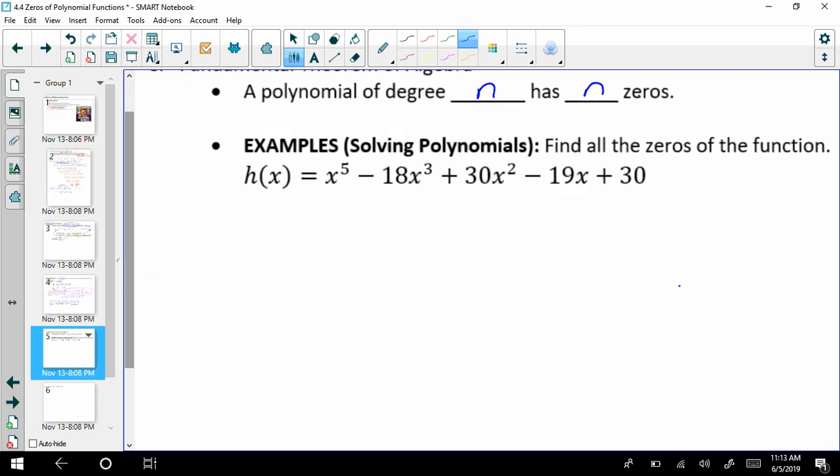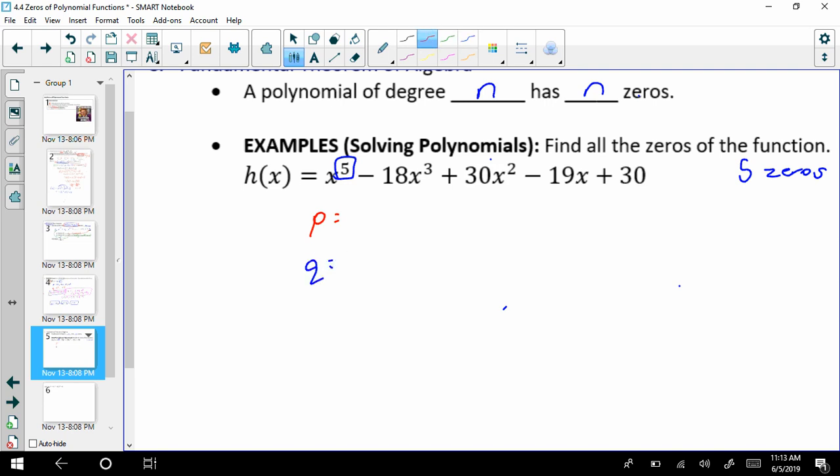So here we go. Find all the zeros of the function. My first question would be, how many answers should I have at the very end? You should tell me there's going to be 5 of them. So I know there's going to be 5 zeros. So now I have to find these 5 numbers. To help narrow down our search, I want us to do the same exact thing we did on the previous problem. Let's make a list of possibilities.